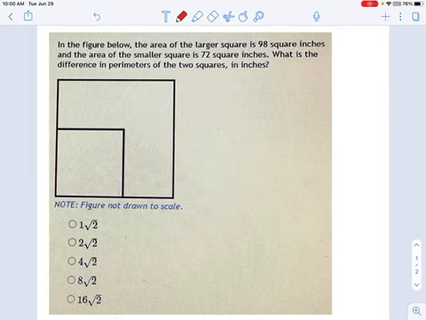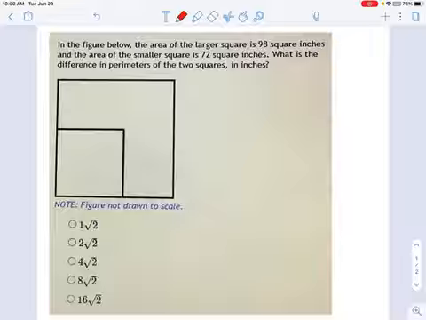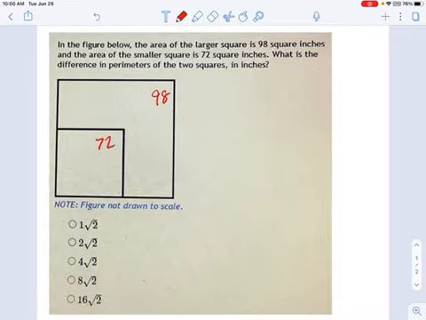So in this figure, we're shown two squares, and one of them is inside the other one. And we're told that the area of the larger square is 98, and the area of the smaller square is 72. And don't try to draw too much from the picture, right? These pictures are not generally accurate, but they are useful as you jot down notes. So what this question is asking is for the difference in the perimeter of the two squares in inches.